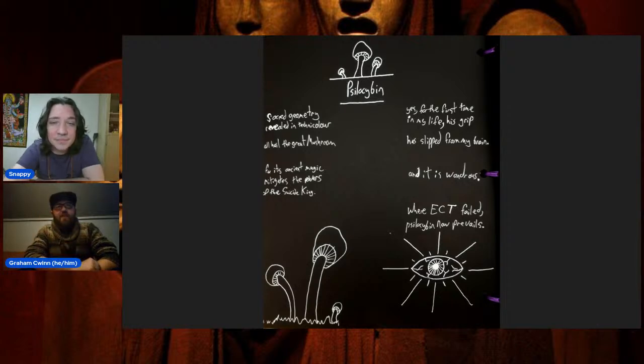This is psilocybin. Sacred geometry revealed in technicolor. All hail the great mushroom, for its ancient magic mitigates the powers of the suicide king. Yes, for the first time in my life, his grip has slipped from my brain, and it is wondrous. Where ECT failed, psilocybin now prevails.